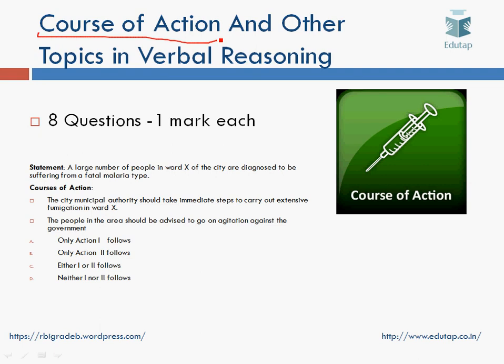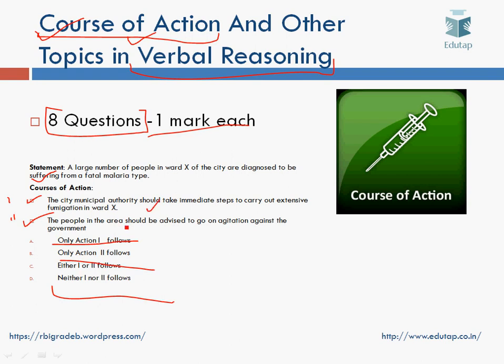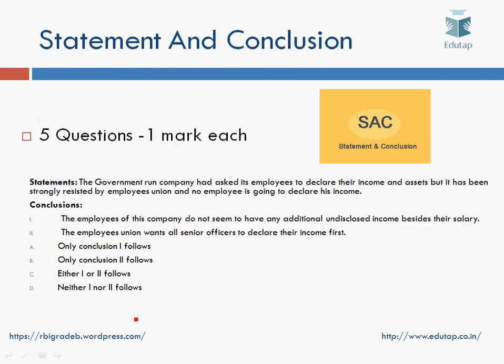Another topic is course of action, right? In this and other topics of verbal reasoning, we are clubbing them together, verbal reasoning as well as course of action. 8 questions in last year examination, 1 mark each, total of 8 marks. A statement is given in such type of questions, and there are 2 courses of action, 1 and 2, and you have to answer depending on if only action 1 follows or action 2 follows, either 1 or 2 follows, or neither of the 2 follow. So these are the 2 courses of action, and this is the statement, and you have to choose out of A, B, C or D depending on which action is following.